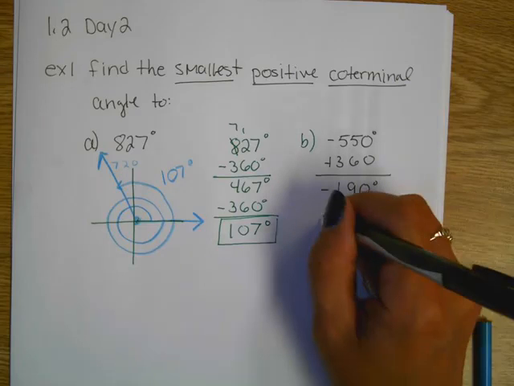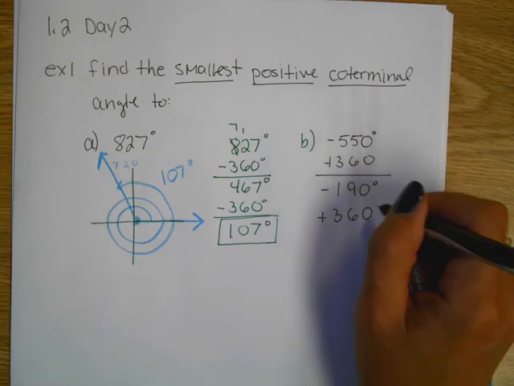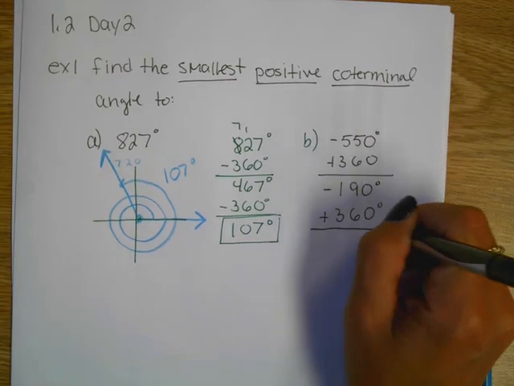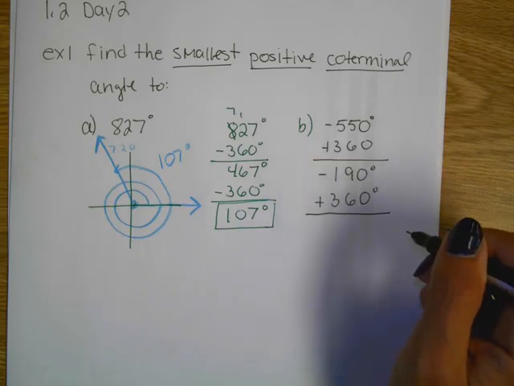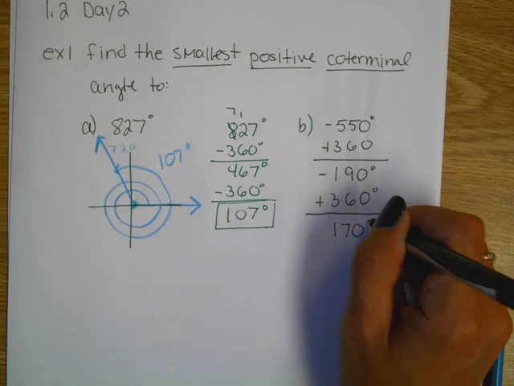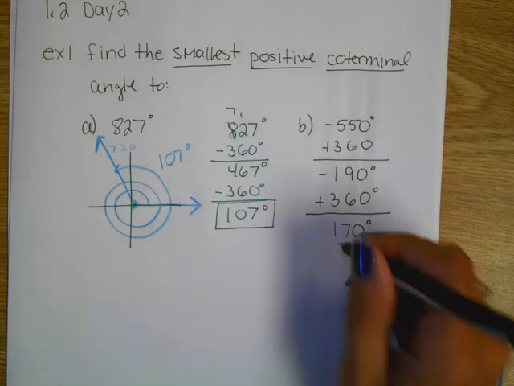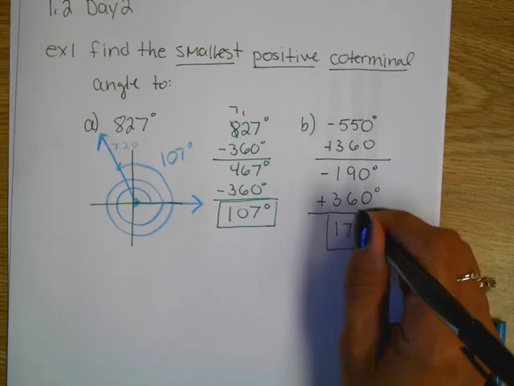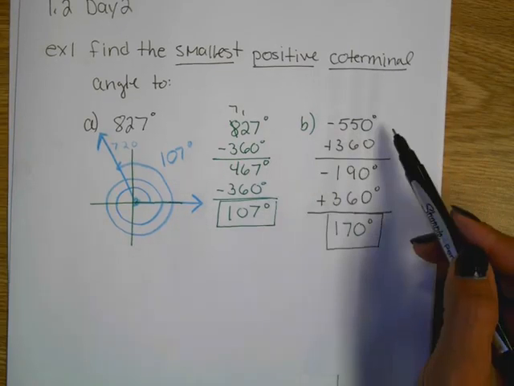So I got to add 360 again. Because I'm still negative, I'm looking for the smallest positive. This should do it. Positive 170? Hard to do that subtraction when it's upside down in your head. So there it is. So coterminal angles, to create them, all you're going to do is add 360s or subtract 360s.